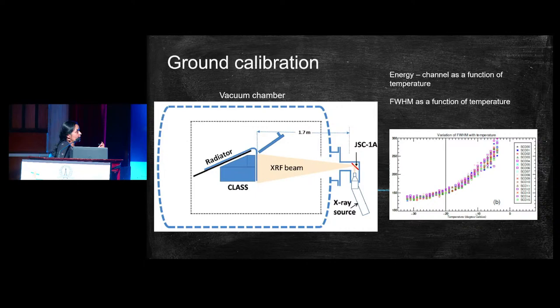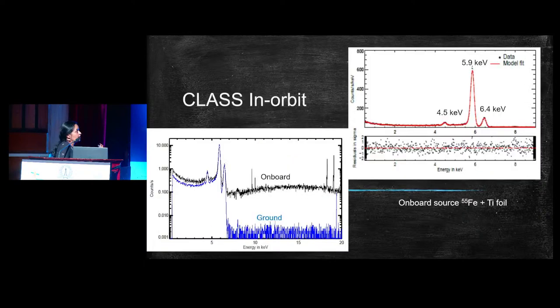We also did a ground calibration. This was a vacuum chamber that we have at ISRO. We had CLASS here, used an X-ray source, illuminated all of the SCDs, and did ground calibration. You can see the full width at half maximum as a function of temperature for all the 16 devices in orbit.